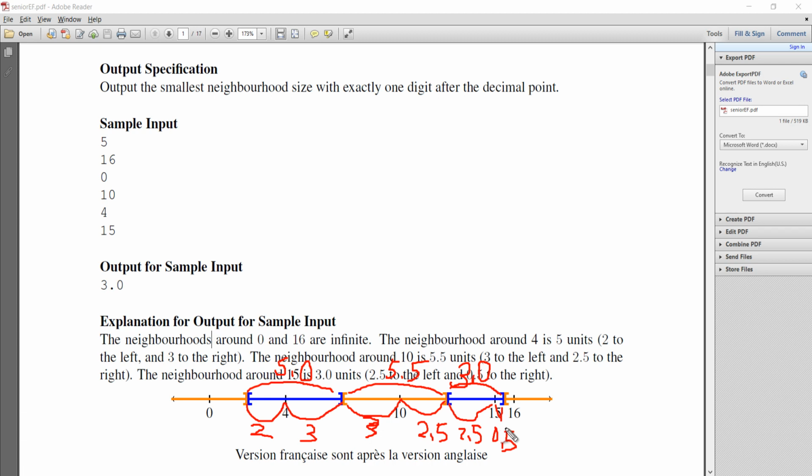And then for the village at point 16, there are no other villages to the right, so its size is infinite, and we don't need to consider it. And then compare the size of village 4, village 10, and village 15. We know that the smallest size is 3.0. So that's how we should do the calculation and solve the problem.